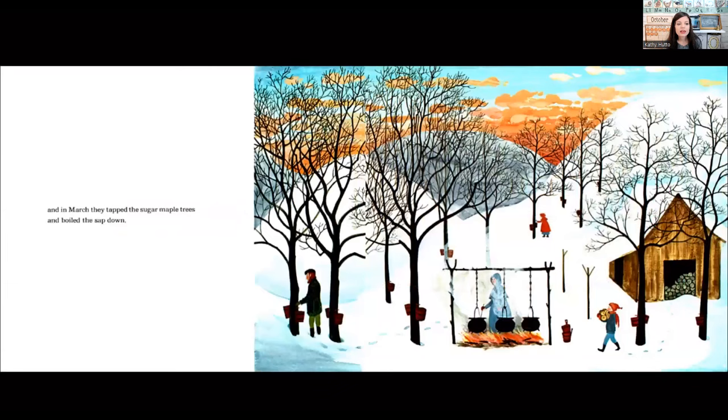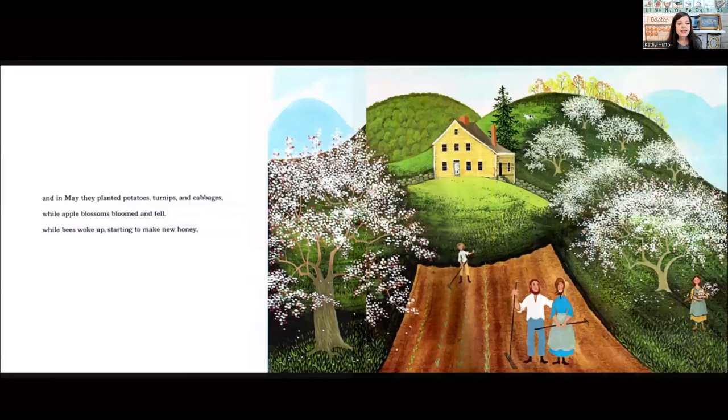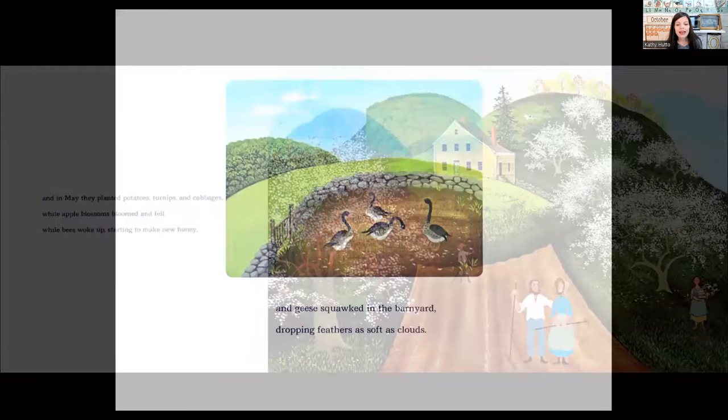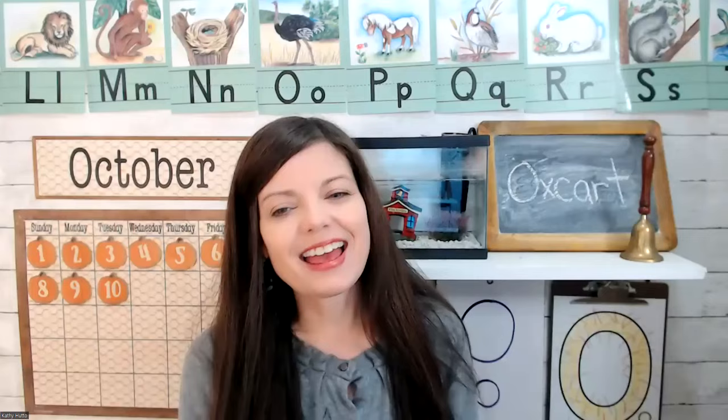And in March, they tapped the sugar maple trees and boiled the sap down. And in April, they sheared the sheep, spun yarn, and wove and knitted. And in May, they planted potatoes, turnips, and cabbages, while apple blossoms bloomed and fell, while bees woke up, starting to make new honey. And geese squawked in the barnyard, dropping feathers as soft as clouds. The end.